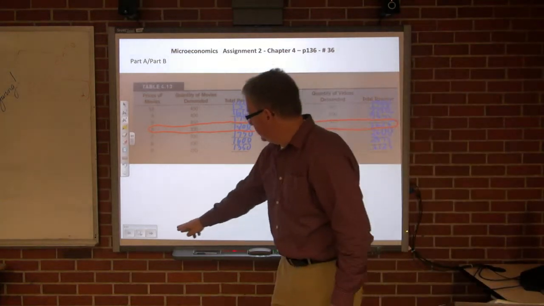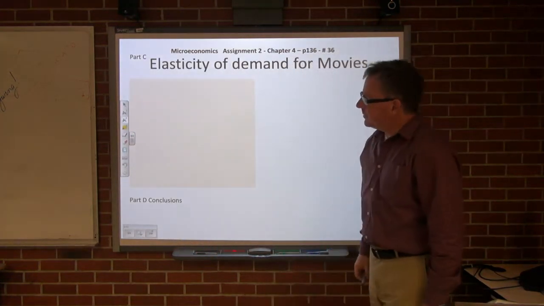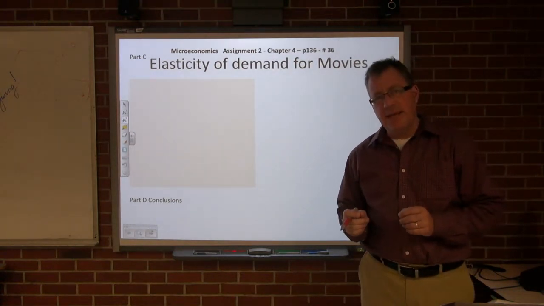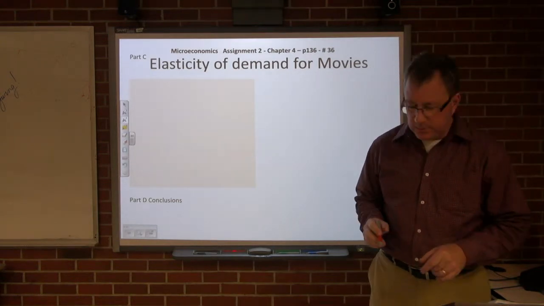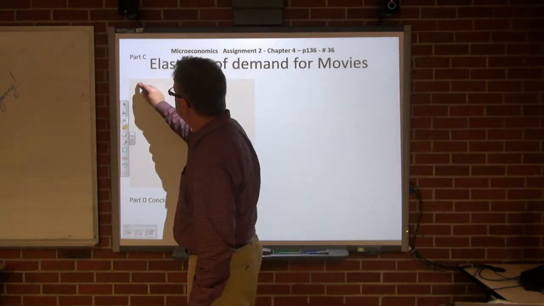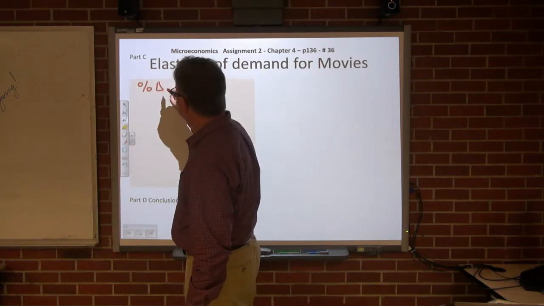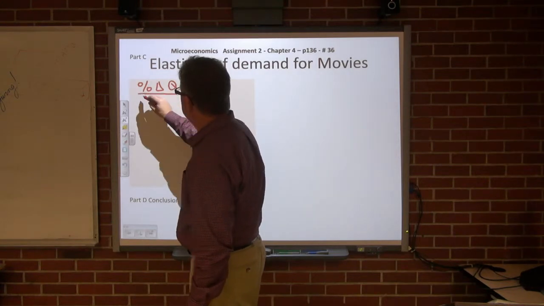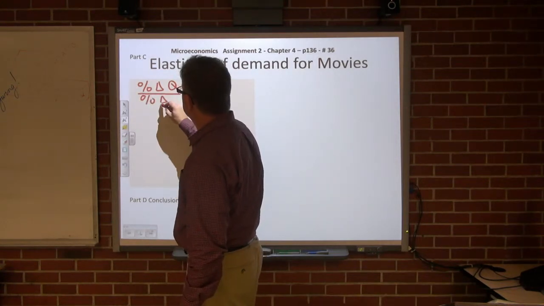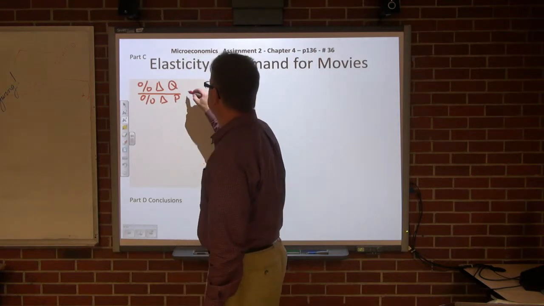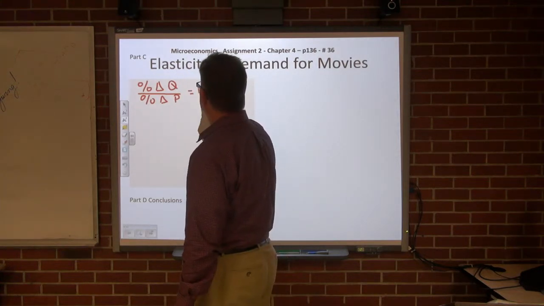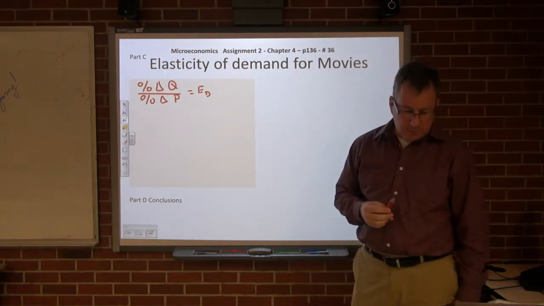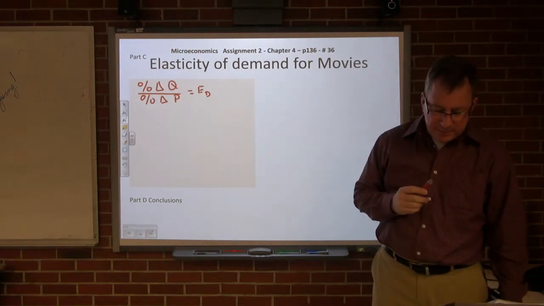So let's move down to part C. What we're asking is to find the elasticity of demand. When we think about elasticity of demand, we use a little formula that looks at the percent change in quantity demanded over the percent change in price. That will give us our elasticity of demand. So in the first instance, we're looking at a price that moves from 6 to 5.